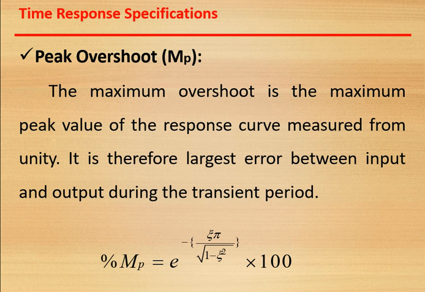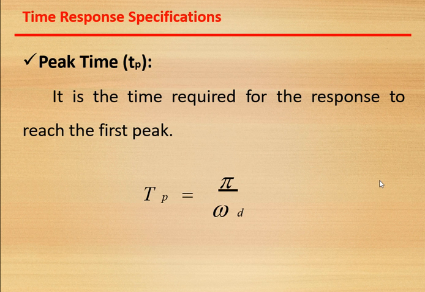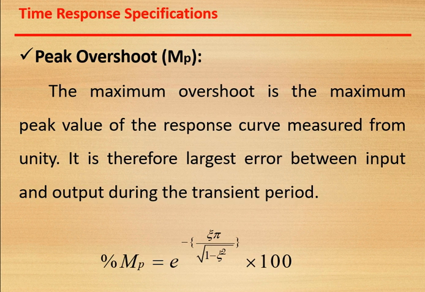So how is it given? It is given by percent maximum peak overshoot, that is MP. Percent MP is equal to e raised to minus zeta pi divided by under root 1 minus zeta square, into 100. So it is written in terms of a percentage. That is very important. I think you got the idea about this, and let's move towards the last point, that is peak time. Again it is related to this peak overshoot.